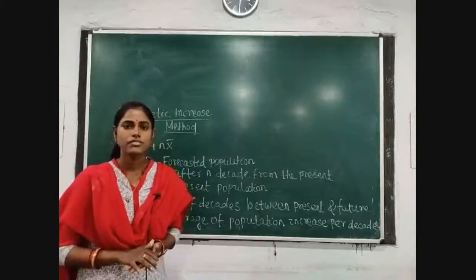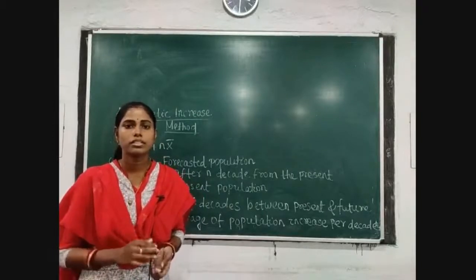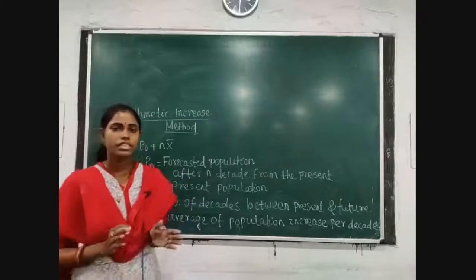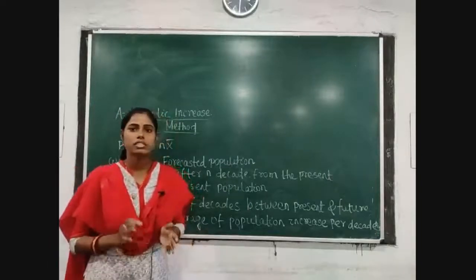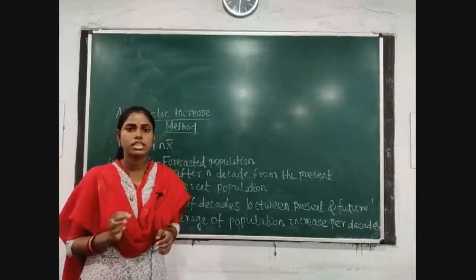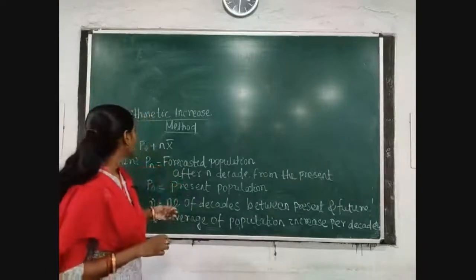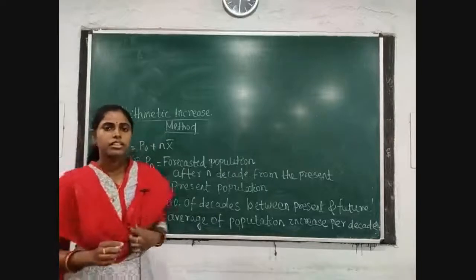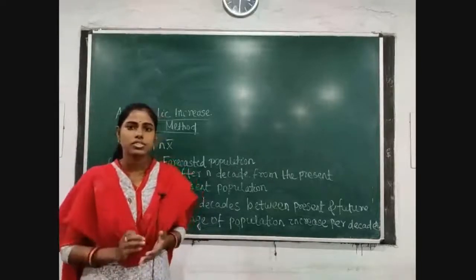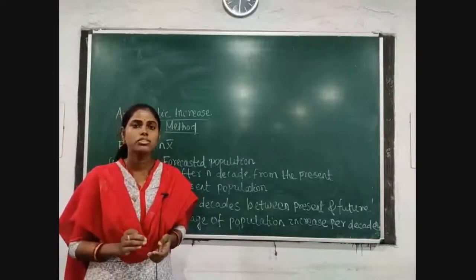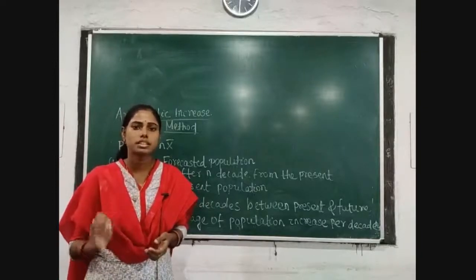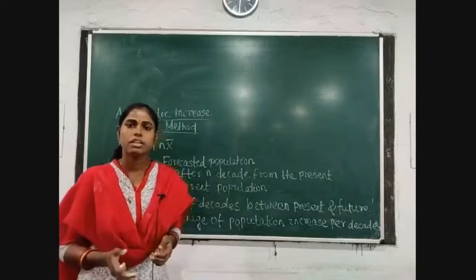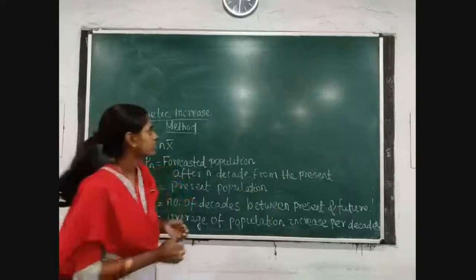In the last class we discussed different methods of population forecasting. Today we will discuss the arithmetic increase method of population forecasting in detail. So let us start. This method is based on the assumption that population increases at a constant rate. That means the change of population with respect to time is constant.